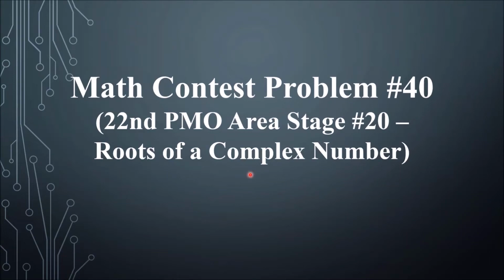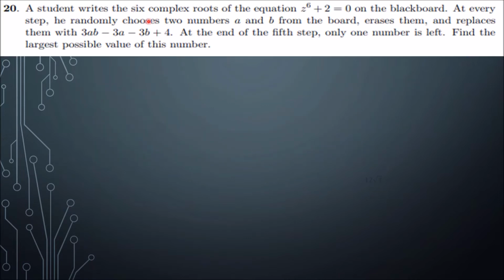Math contest problem number 40. Roots of a complex number. A student writes the 6 complex roots of the equation z raised to 6 plus 2 is equal to 0 on the blackboard. At every step, he randomly chooses two numbers a and b from the board, erases them, and replaces them with 3ab minus 3a minus 3b plus 4.